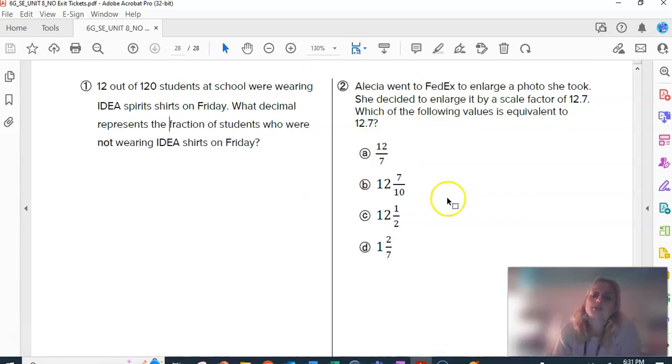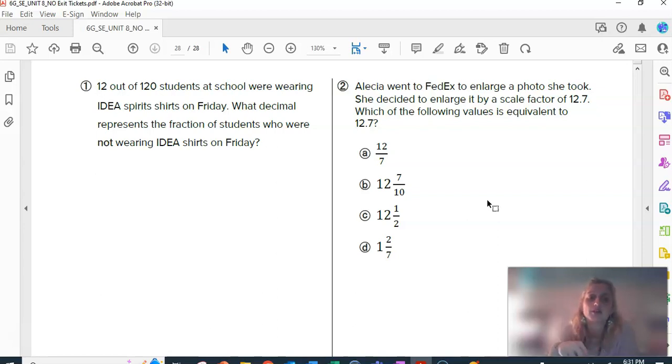Okay, so these are not actually what we're working on right now. These are starting to review because we need to start thinking about the STAR test is coming up, and we need to make sure that we remember all the lessons that we've learned this year, not just the ones we're currently working on. So this first one is a fraction to decimal problem.